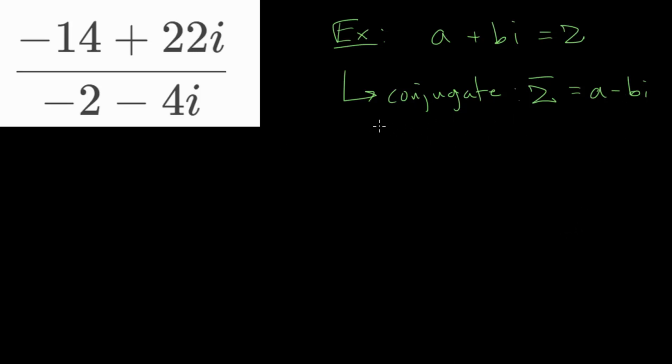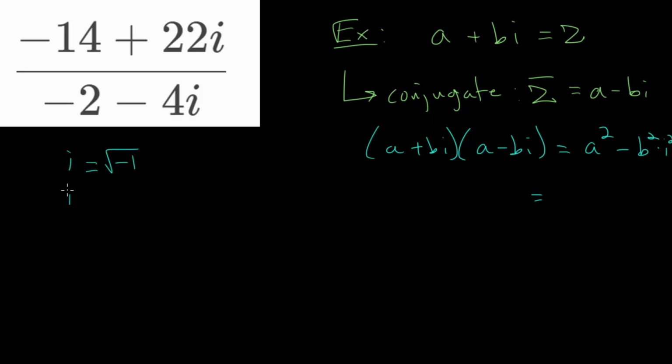If we were to multiply these together, a plus bi multiplied by a minus bi, we have a difference of squares here. The middle terms with the imaginary components will cancel out. We get a squared minus b squared times i squared. But i squared is just -1, since we know i is the square root of -1, so i squared would cancel out the square root and we get -1. So this becomes a squared plus b squared. This is the formula if you multiply conjugates together.